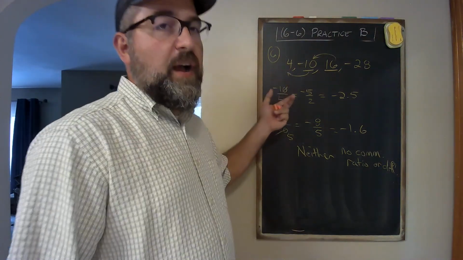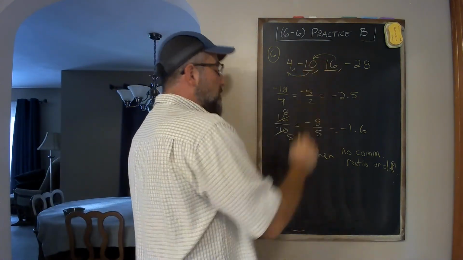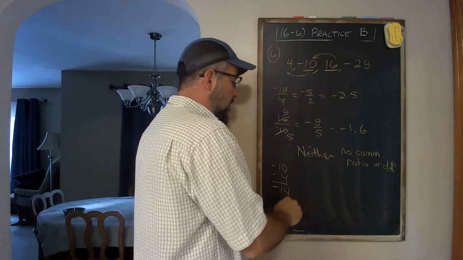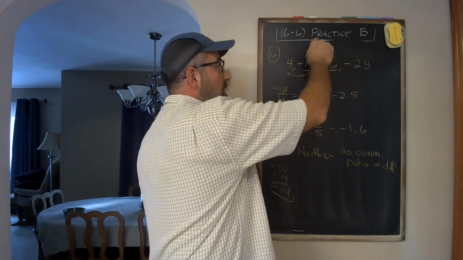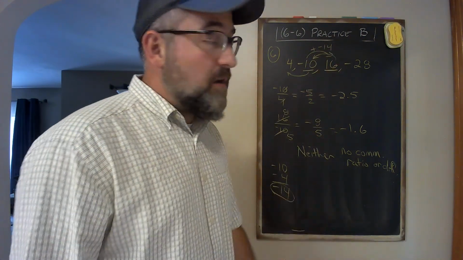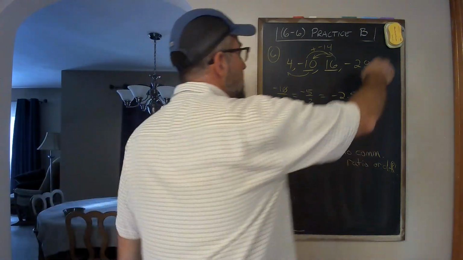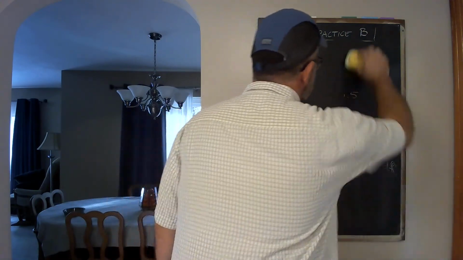Again, if you tried to see if there's a common difference, you would just take negative 10 and subtract 4, which is negative 14. Then you could check, if I add negative 14 to negative 10, do I get 16? And the answer is no. So there's proof enough for your no common difference. So now let's take a look at number 7.